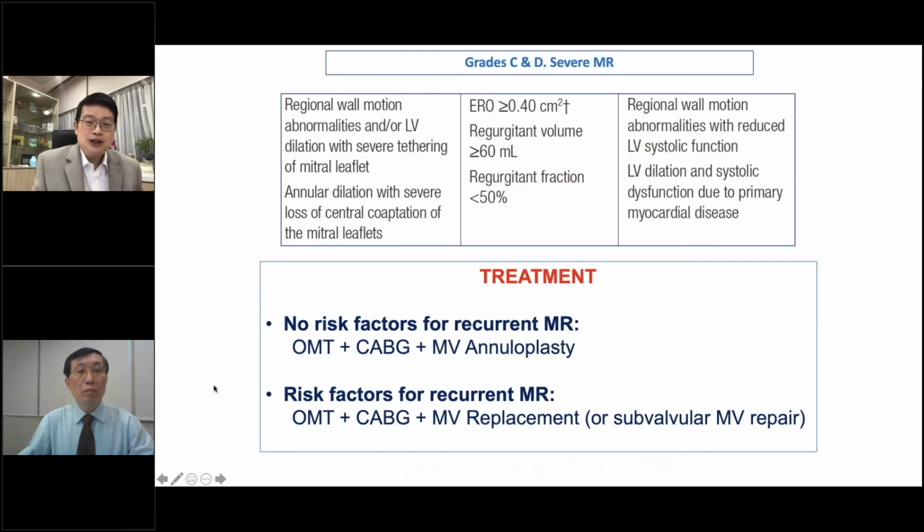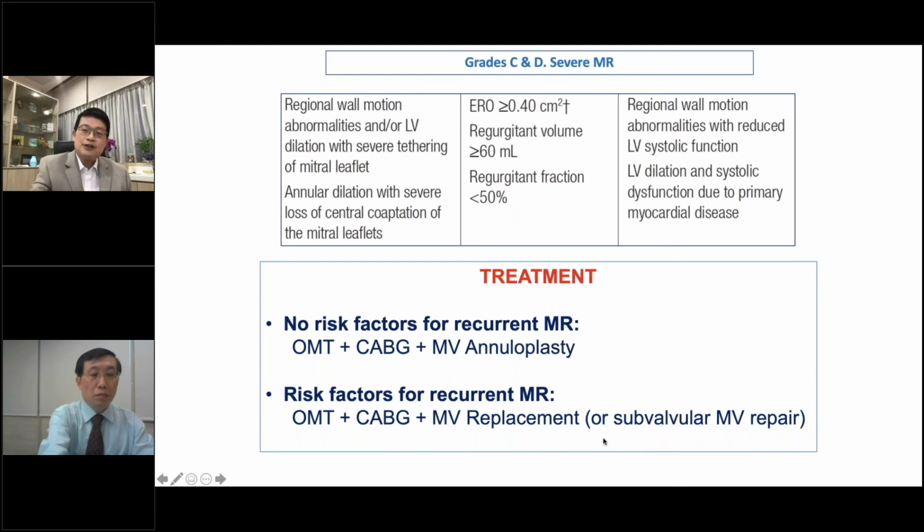In the case of severe mitral regurgitation, we know that we have to intervene on the mitral valve, but the decision on whether to repair or replace the mitral valve depends on the risk factors for recurrent mitral regurgitation. So we have identified factors which would predict a recurrence of mitral regurgitation after mitral valve repair surgery. And if they have these risk factors, then it is better to replace the mitral valve rather than repair it. Or if we want to repair the mitral valve, then we have to do some additional repair techniques besides just an undersized annuloplasty.